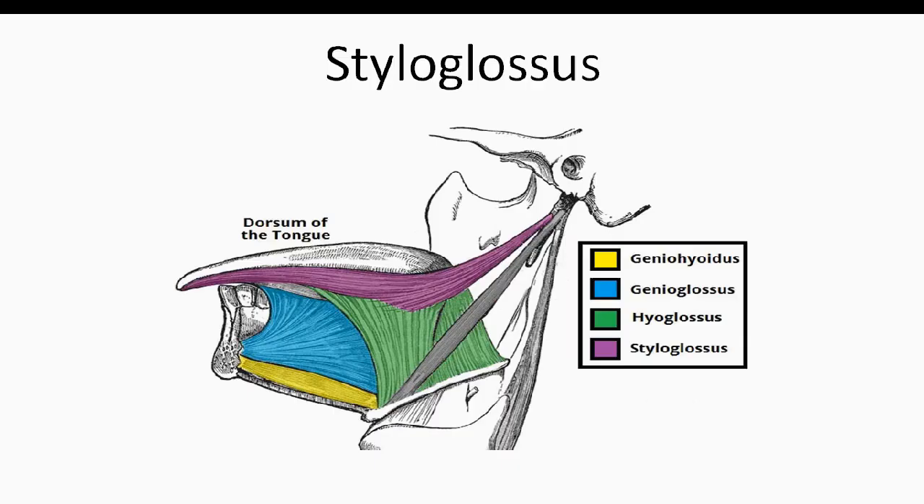Next important muscle is styloglossus. So this styloglossus here originates from this styloid process and from the stylomandibular ligament. It runs downward and forward and splits into two fibers. This fiber, the inferior one, merges with the hyoglossus.